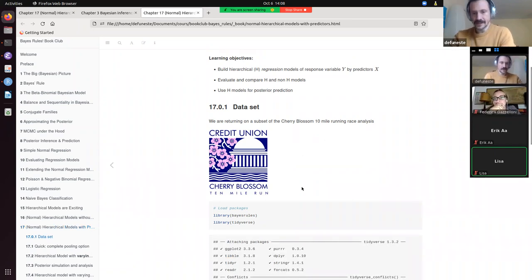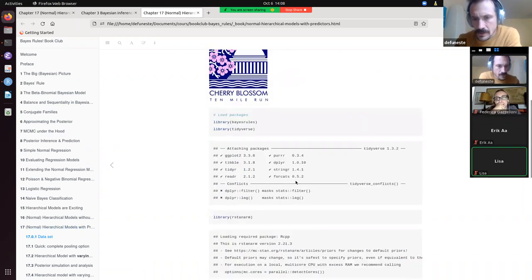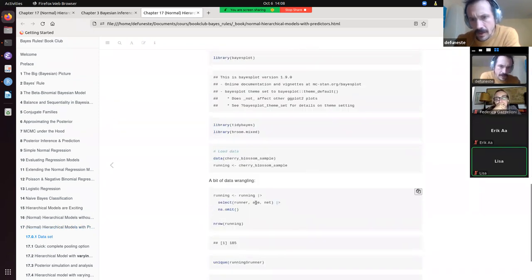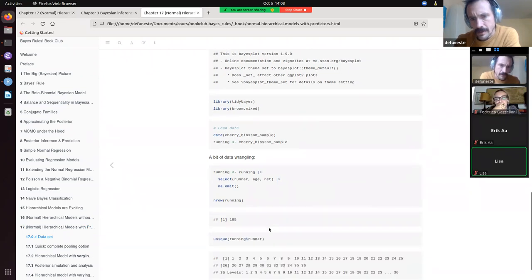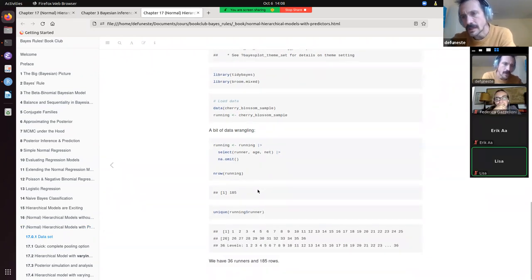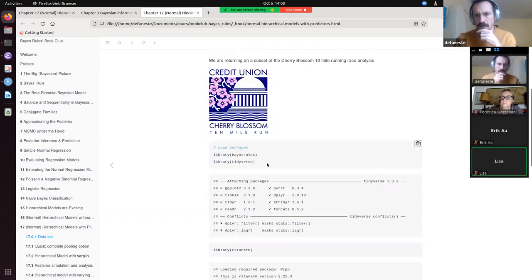Quick presentation of the data sets. It's still from the race. We already used it, I think. So we have 33 runners, and we have 185 runs from them. So we have a clear hierarchy, where every runner can be a group. And what we are measuring is the net time for running this race. It's a 10-mile run, I think it's in DC.